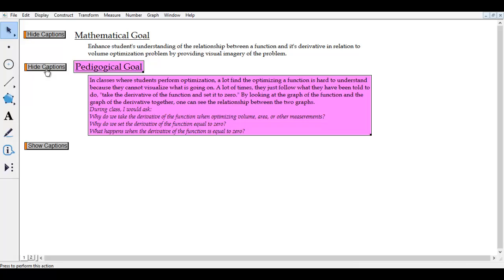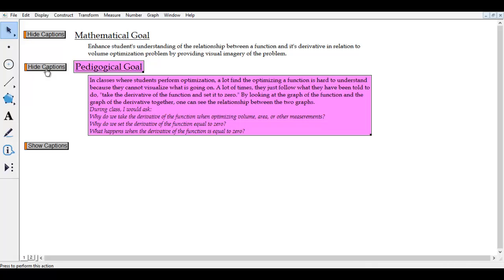My pedagogical goal is that in classes where students perform optimization, a lot find that optimizing a function is hard to understand because they cannot actually visualize what is going on. A lot of times they just follow what they have been told to do, such as take the derivative of the function, set it equal to 0, find the critical values, and so on. And by looking at the graph of the function and the graph of the derivative together, they can actually see the relationship between the two graphs.